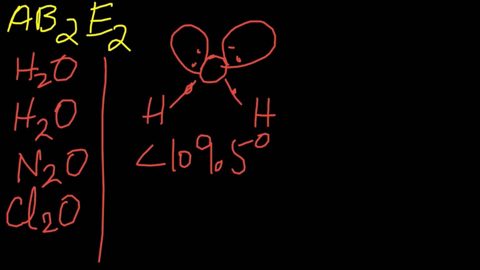The original 109.5 degree is for AB4 type molecules with 0 lone pair. Whenever a lone pair is increased on the central atom, the original bond angle will decrease. Same is the case with H2S, N2O, Cl2O. Let's discuss N2O, where nitrogen and oxygen are bonded.